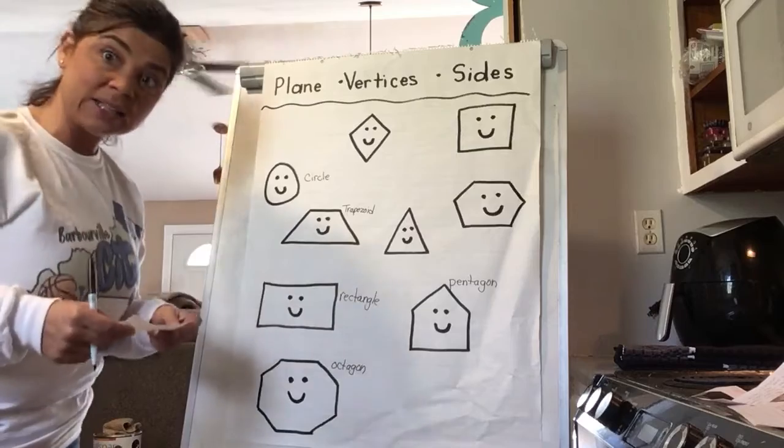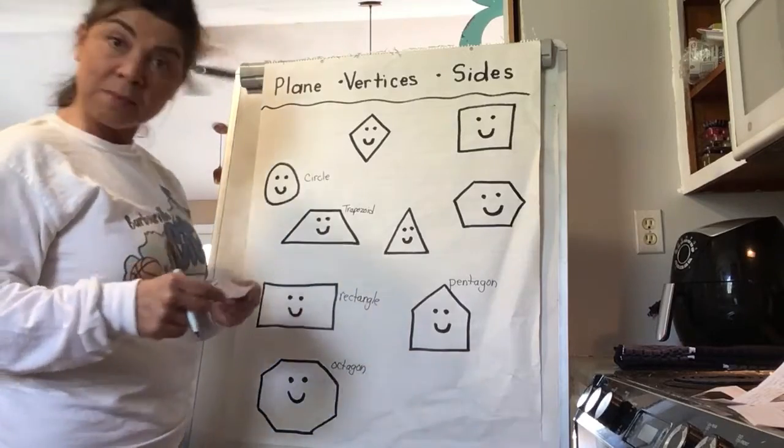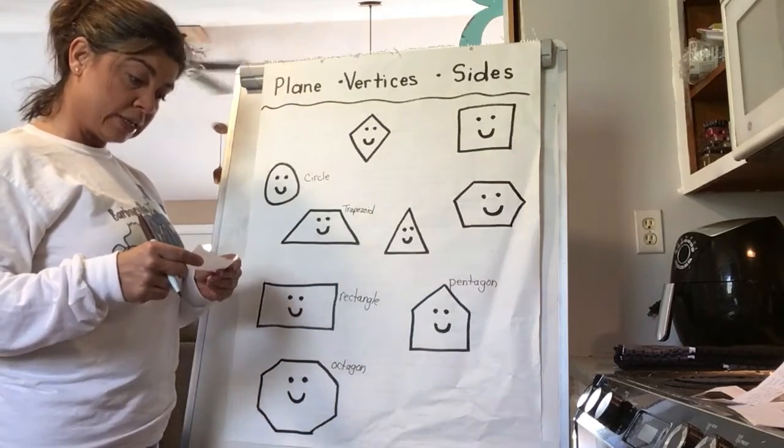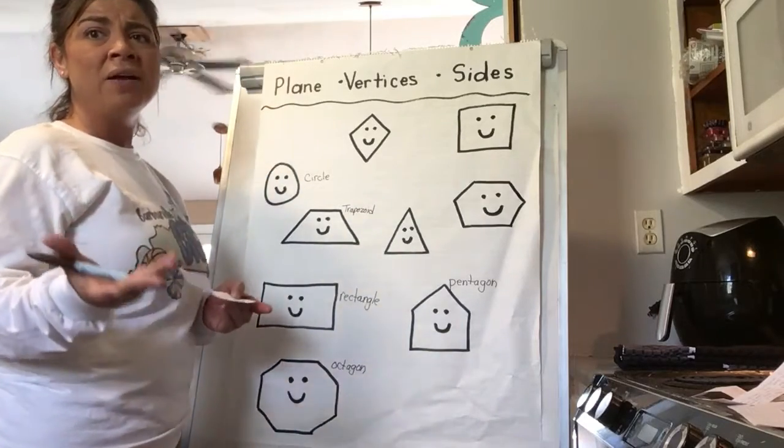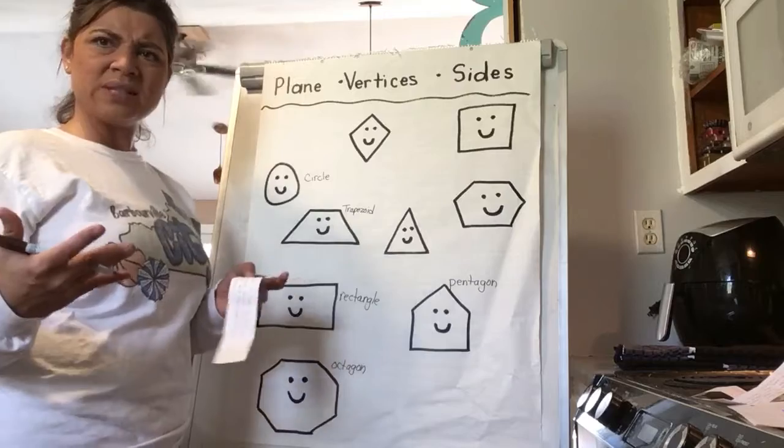I have 4 sides. My sides are the same length. I have 4 vertices, but the angles are not the same. Oh my goodness. Now, angles. You're saying, what in the world is an angle?